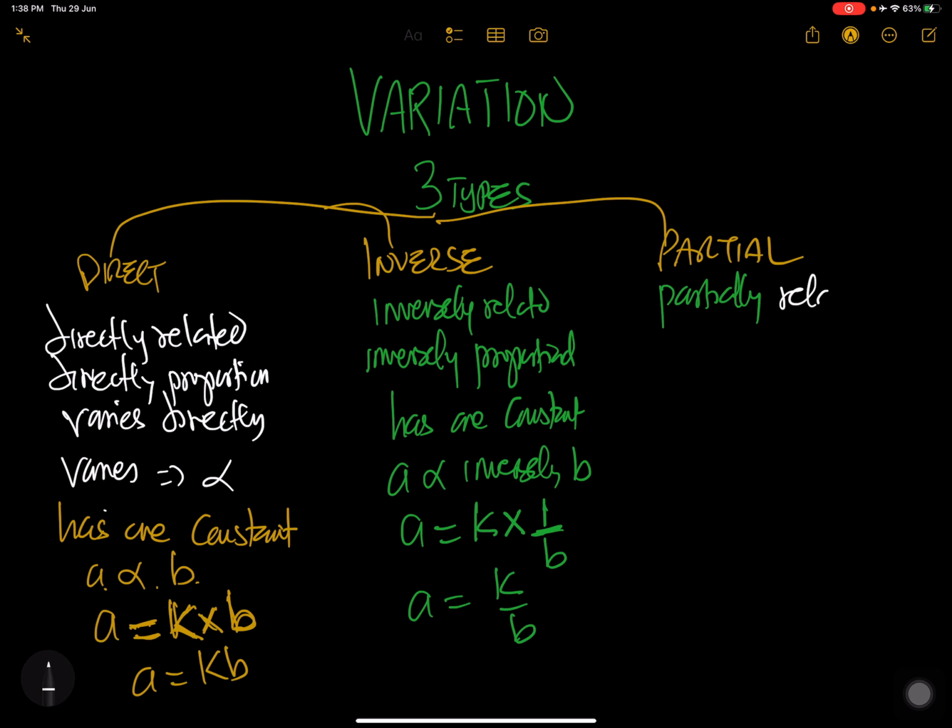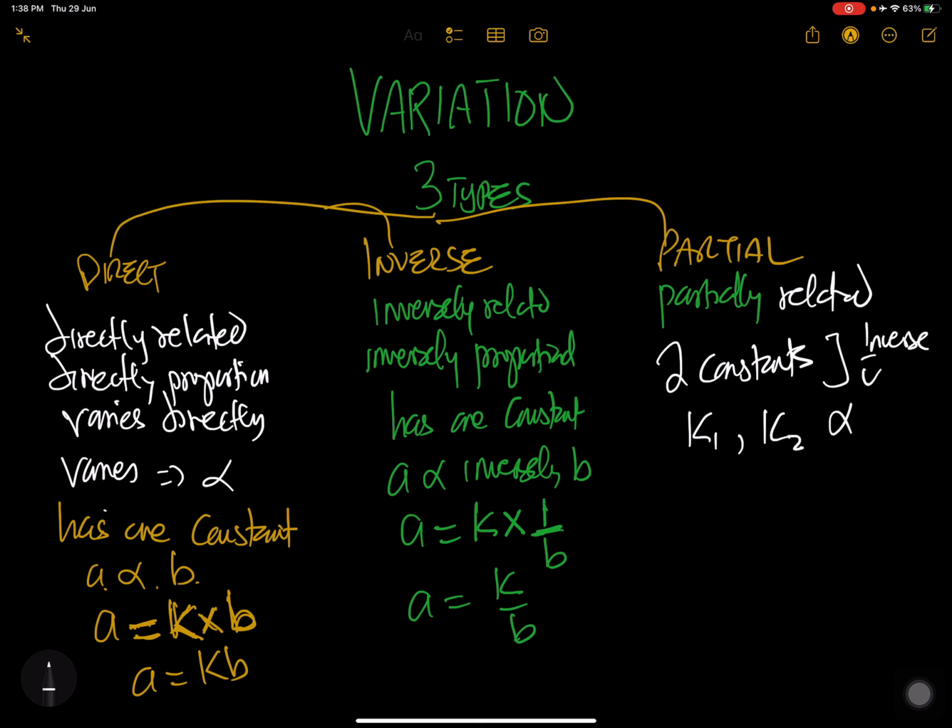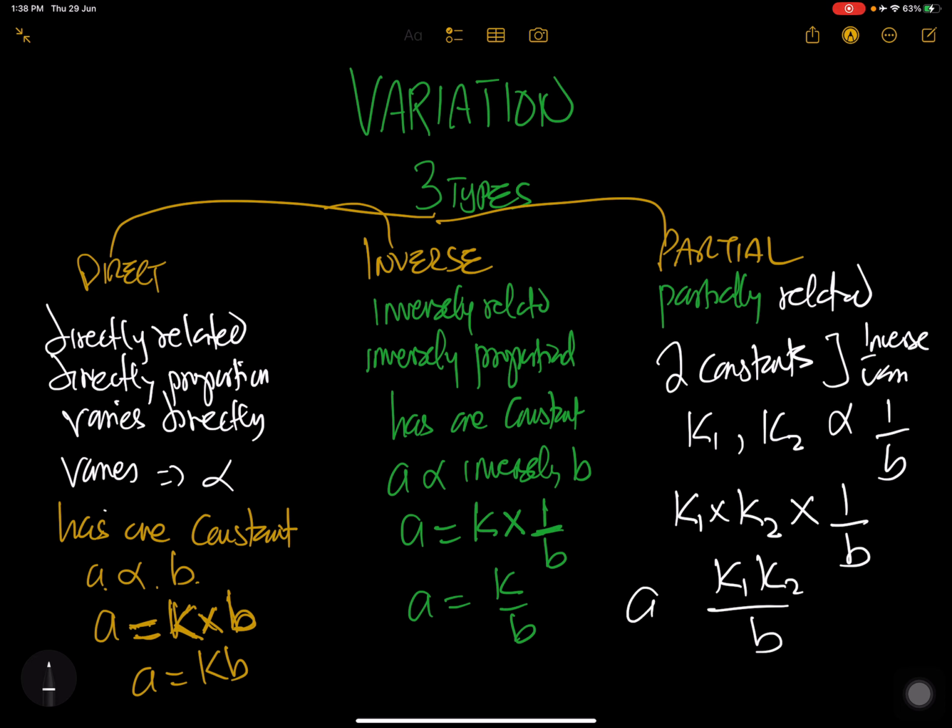But if they are partially related, then there are two constants, maybe K1, K2, and it varies with an inverse. There are two constants and an inverse variation. So we're going to get 1 over B. It's going to be K1 multiplied by K2 multiplied by the inverse of that variable. So you're going to get K1, K2 over B, like that. A is equal to K1 K2 over B. If A varies partially, you're going to get it that way.